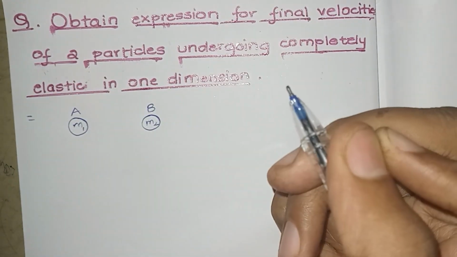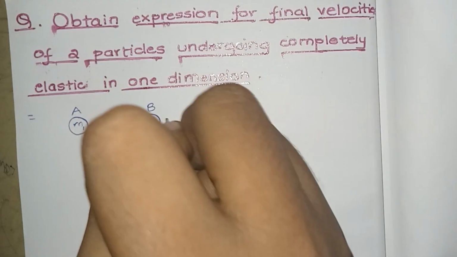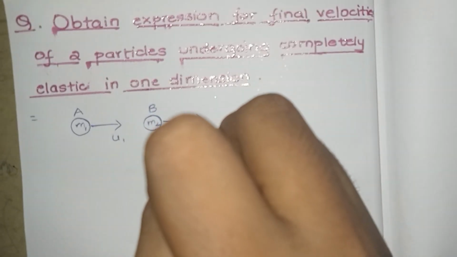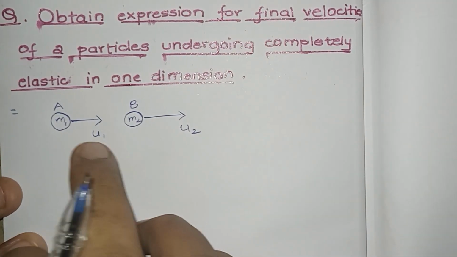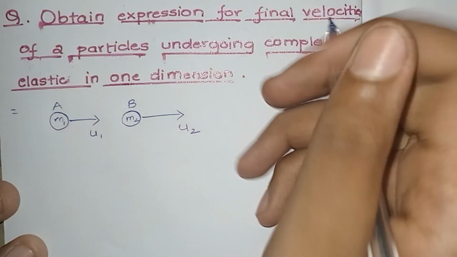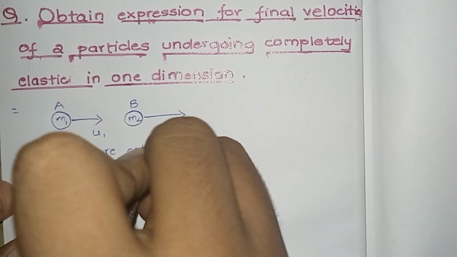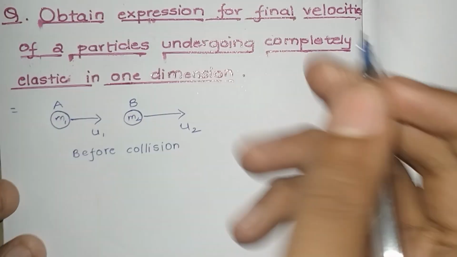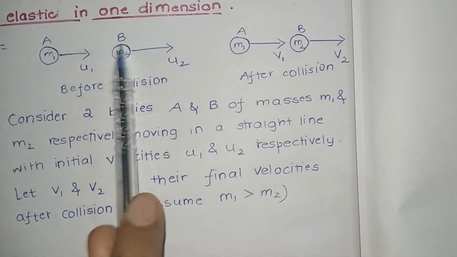So let us consider two bodies A and B of masses m1 and m2, moving with initial velocities u1 for A and u2 for B. This is the scenario before the collision. After the collision, body A moves with final velocity v1 and body B moves with final velocity v2.